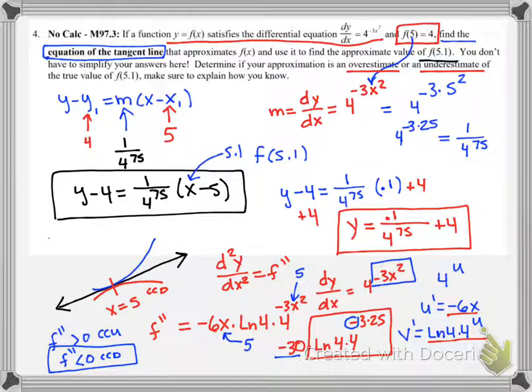And so that means this estimate we had at 5.1 is an overestimate from the actual graph that is concave down and therefore below it. So we would say we are an overestimate because the second derivative is less than 0.